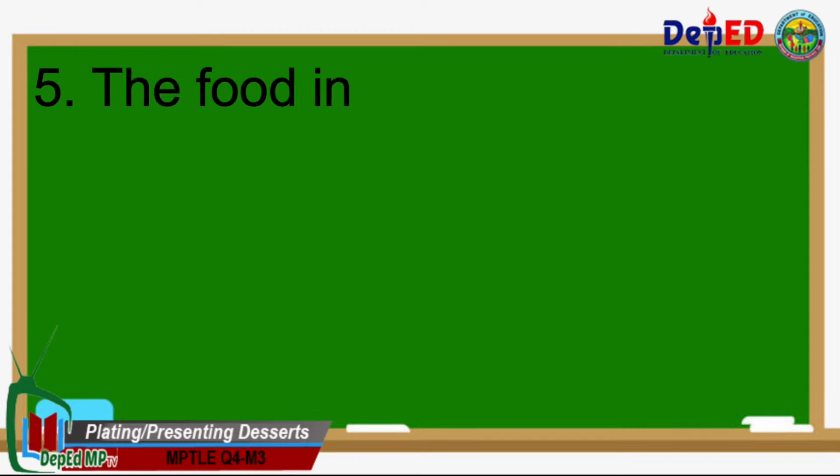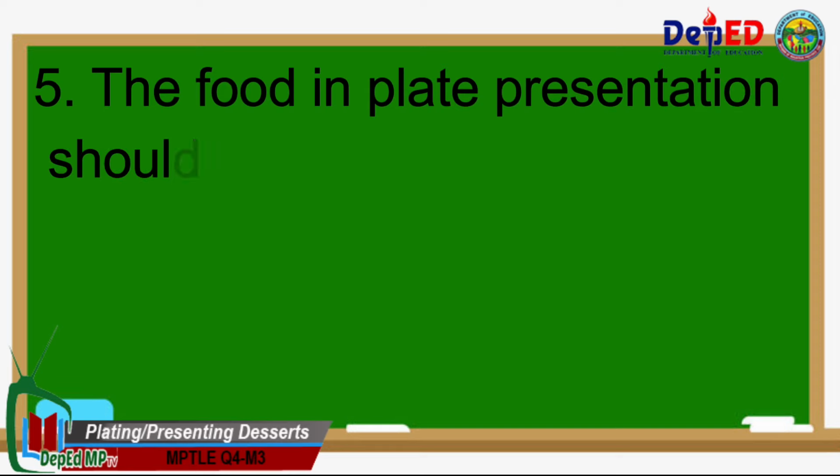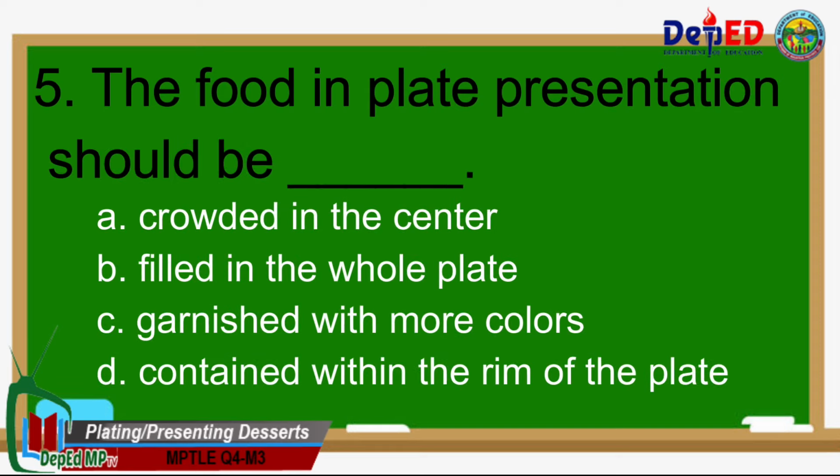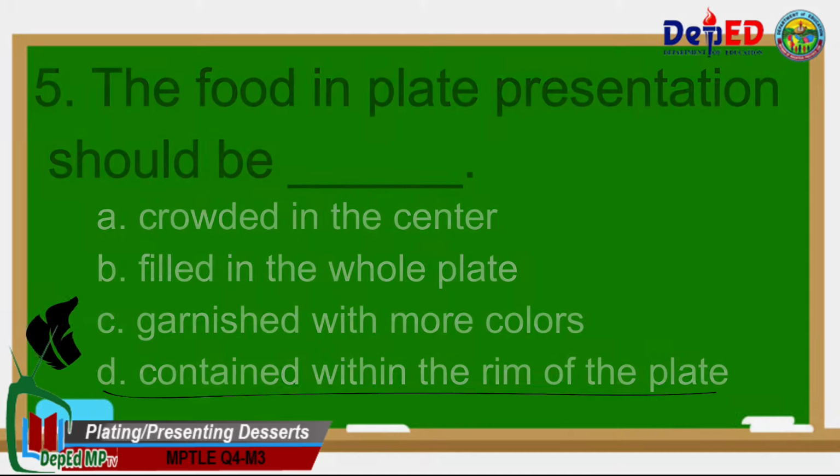Number 5. The food in plate presentation should be letter A, crowded in the center. Letter B, filled in the whole plate. Letter C, garnished with more colors. Letter D, contained within the rim of the plate. The correct answer is letter D.